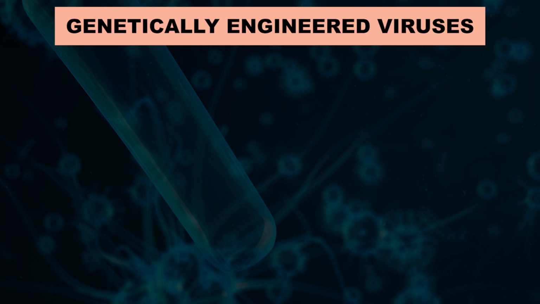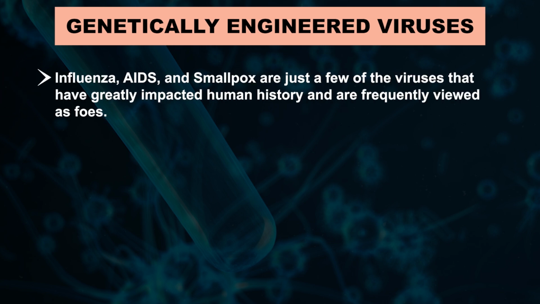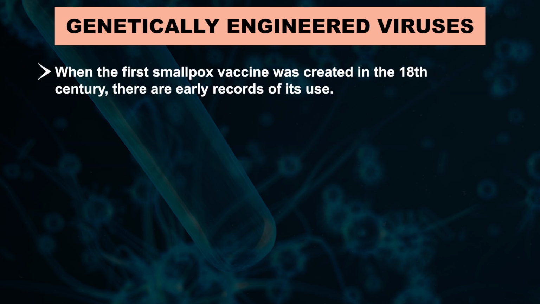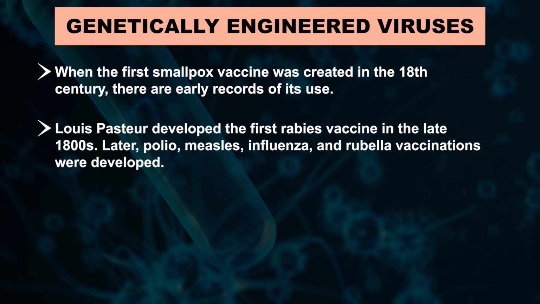Genetically engineered virus. Influenza, AIDS and smallpox are just a few of the viruses that have greatly impacted human history and are frequently viewed as foes. Viruses are easily manipulable due to their genomic architecture and efficient machineries. When the first smallpox vaccine was created in the 18th century, there are early records of its use. Louis Pasteur developed the first rabies vaccine in the late 1800s.